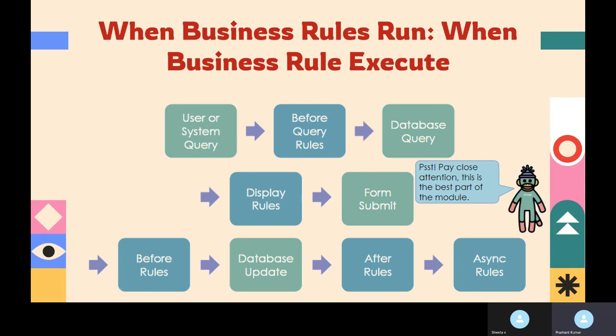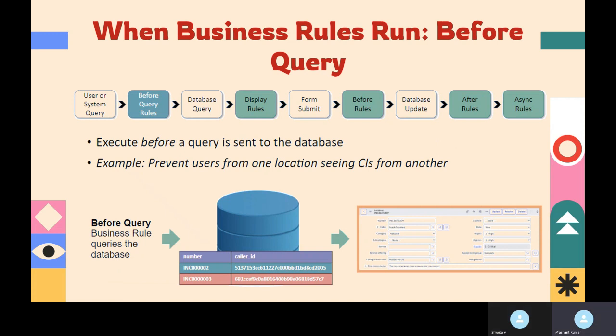All right. I think this pictorial representation is good to understand all types of business rule. Now we will proceed further and see each of the business rules, how it will be executed and what exactly it does.